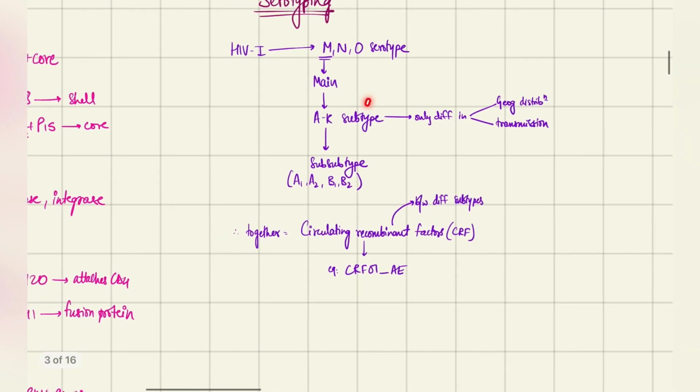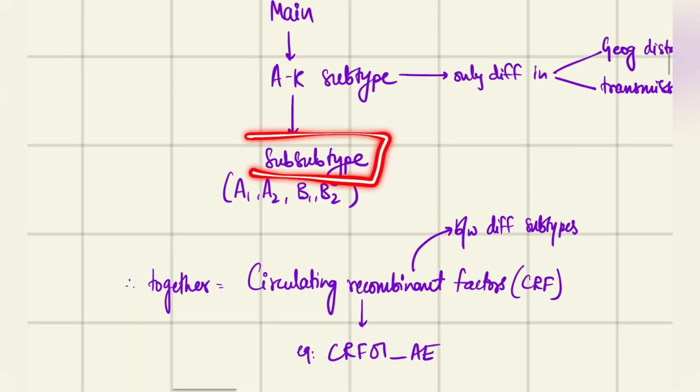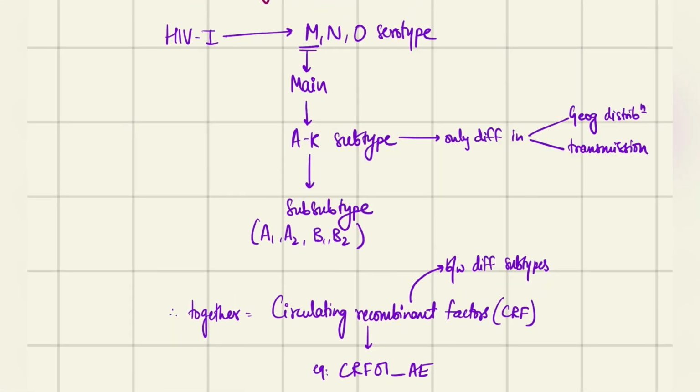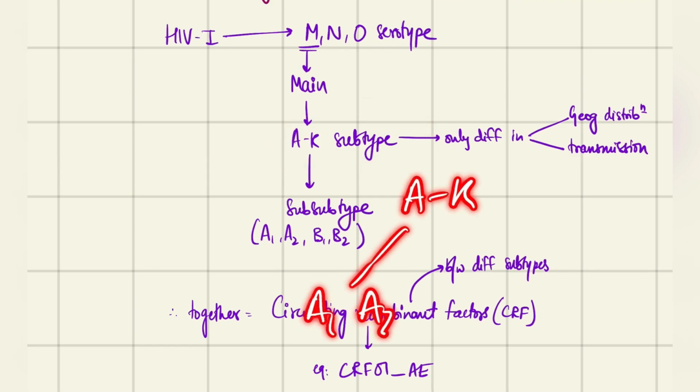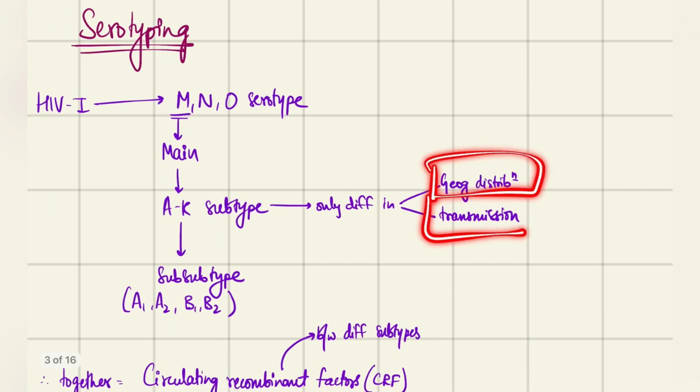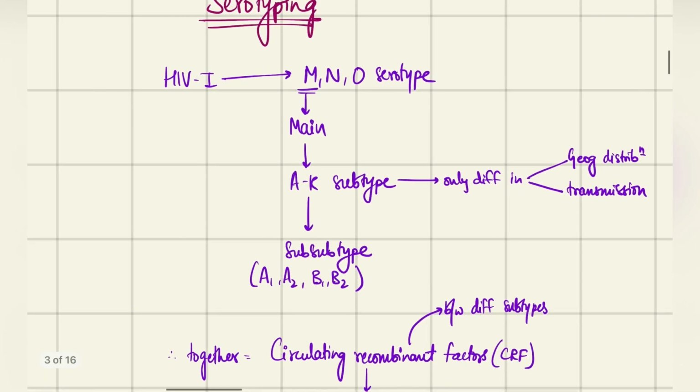Clear? And these A to K subtypes further have subtypes. It's not that confusing, just read it again and again. A to K will have A1, A2, B1, B2 and so on, K1, K2 and like that. These differ basically in geographical distribution and transmission, not really in the manifestations. All you need to know is the serotyping: HIV-1 is divided into M, N, O serotypes, and M is further divided into A to K subtypes, which are further divided into A1, A2, B1, B2 and so on.